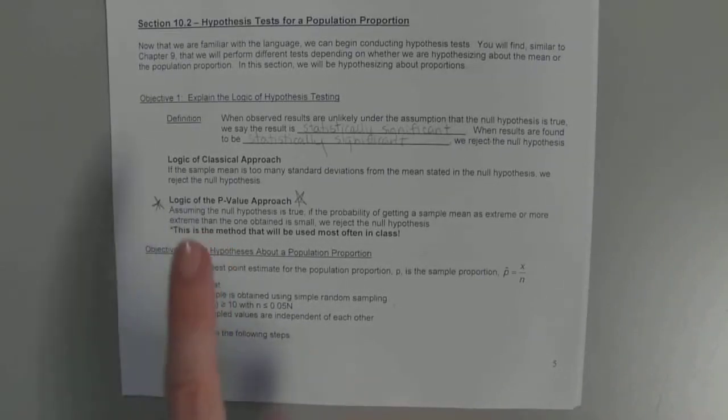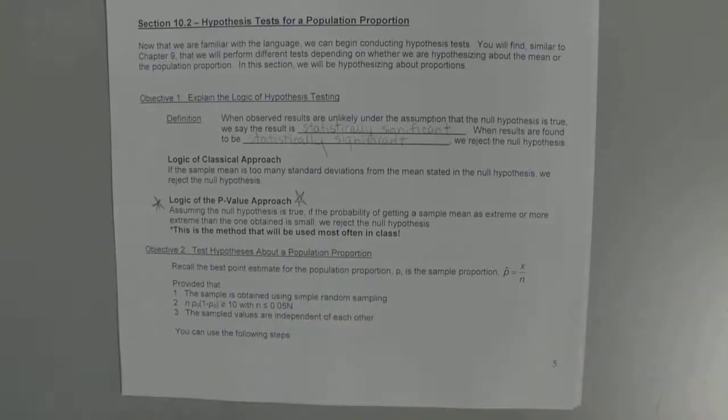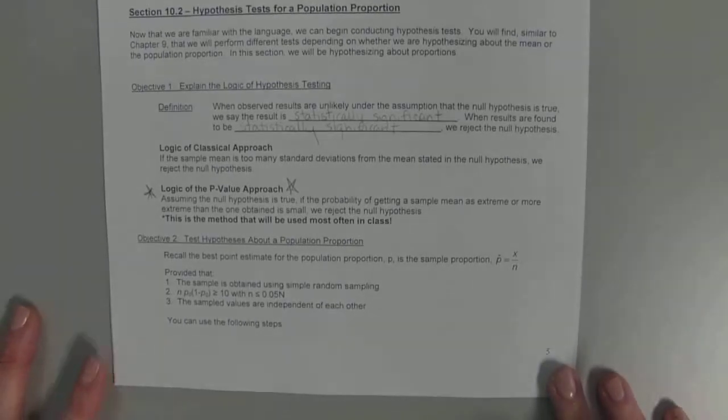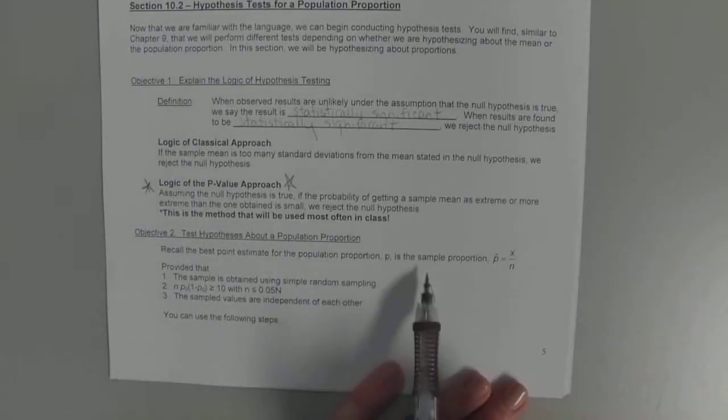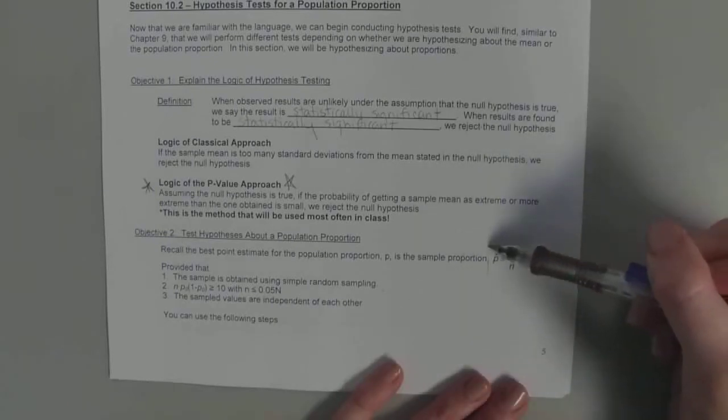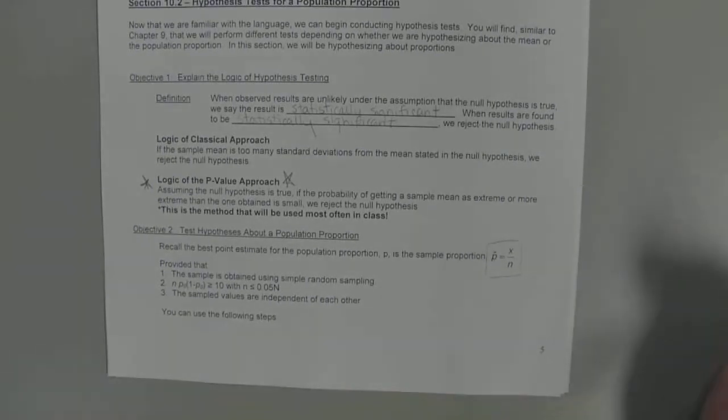So it just says, you assume the null is true. If the probability of getting your sample mean or sample proportion is extreme in either direction, either really, really low or really, really big, we're going to reject the null, okay? Before we do the test, guys, we got to remember this. What's the best thing to estimate a population proportion? The sample proportion. So let's not forget about p-hat being our point estimate, right? That's something in chapter 9 we'll be asking you.